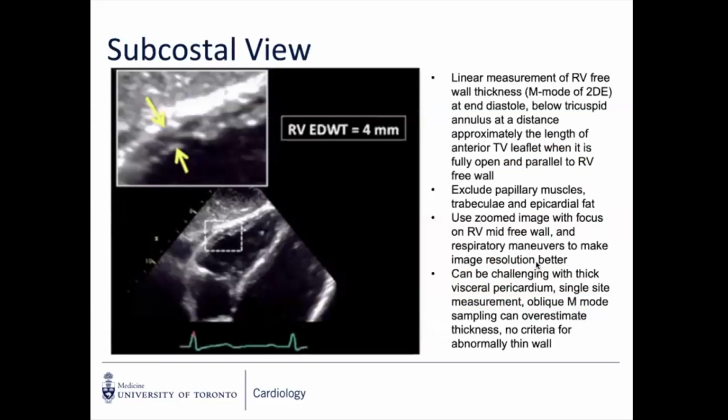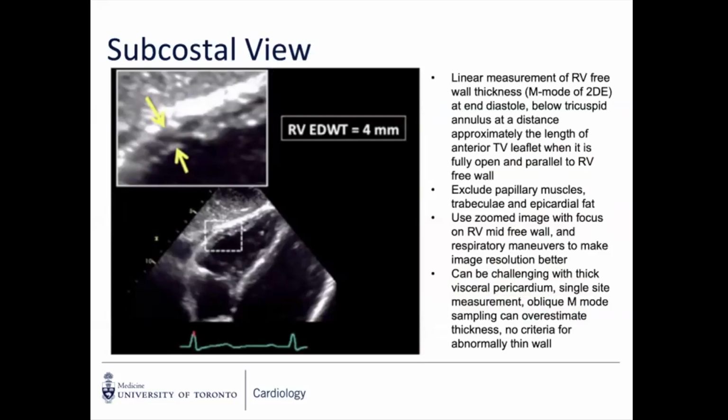Moving on to the subcostal view, as I mentioned, this is the view to be able to get RV wall thickness. This is a linear measurement, either using M mode or 2D echo at the end of diastole below the tricuspid valve annulus.